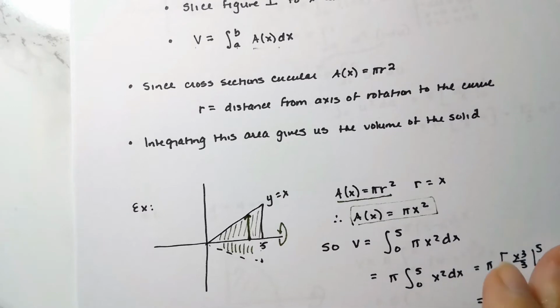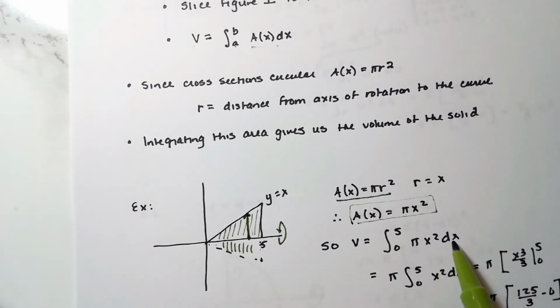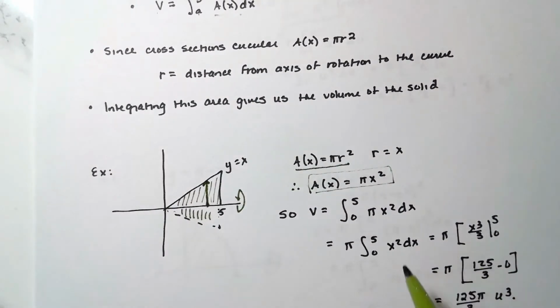So the volume, this went from 0 to 5, is the integral from 0 to 5 of pi x squared dx. Generally speaking, you're going to pull the pi out and just deal with integrating what's in here. Pretty simple integration. We get x cubed over 3 times the pi, and now we have to use the fundamental theorem of calculus to evaluate that. So it's pi times 5 cubed, which is 125 over 3. If I plug a 0 in, I get 0. And so I get 125 pi over 3 cubic units.